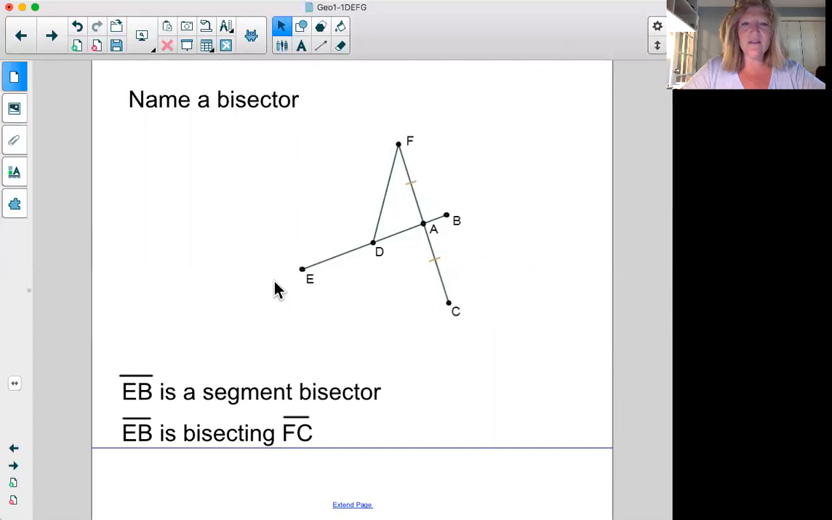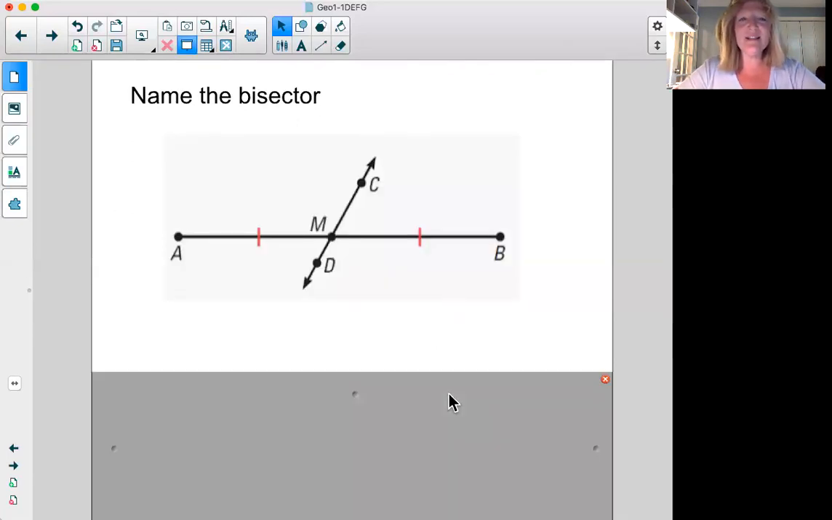I wrote that EB is the bisector, segment bisector, and it is bisecting FC. Notice FC is not a bisector. It's getting bisected, but it's not a bisector. The only bisector is this guy. Pause, write down the name of the bisector on your paper, and then press play.